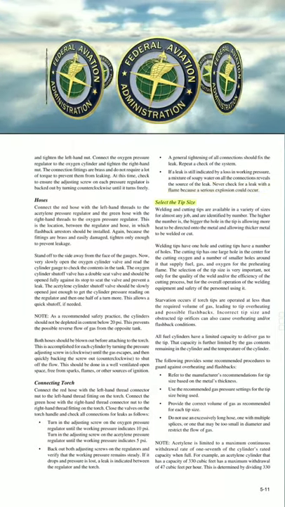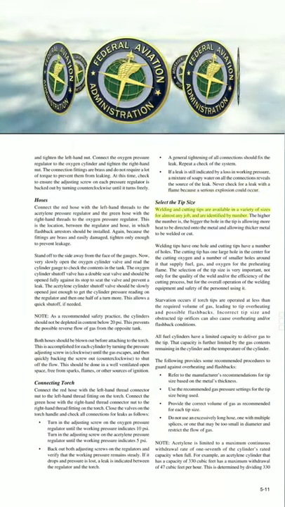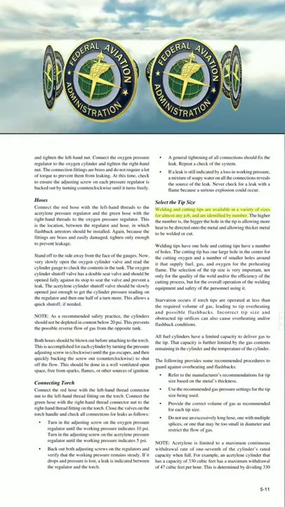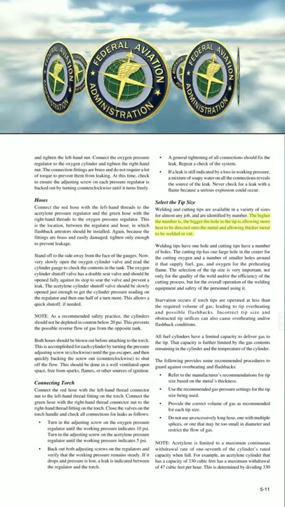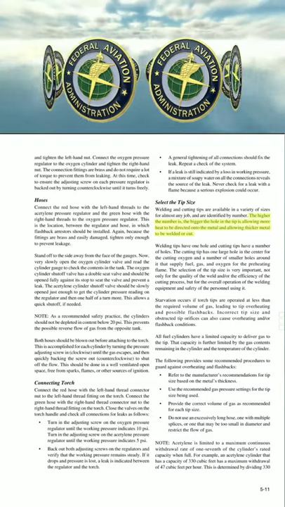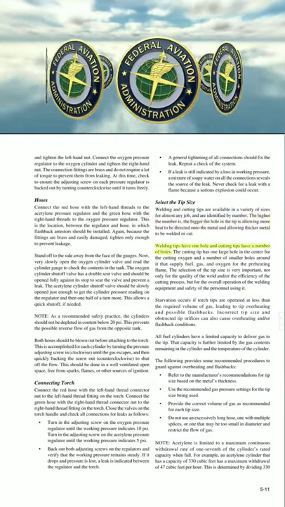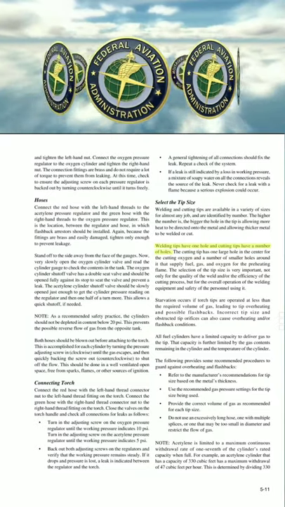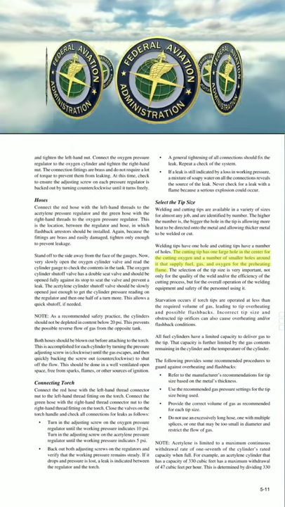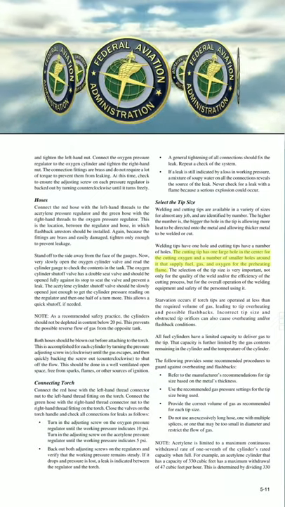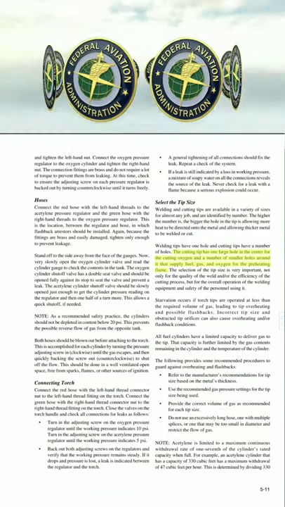Select the tip size. Welding and cutting tips are available in a variety of sizes for almost any job, and are identified by number. The higher the number is, the bigger the hole in the tip, allowing more heat to be directed onto the metal and allowing thicker metal to be welded or cut. Welding tips have one hole and cutting tips have a number of holes. The cutting tip has one large hole in the center for the cutting oxygen, and a number of smaller holes around it that supply fuel gas and oxygen for the preheating flame.